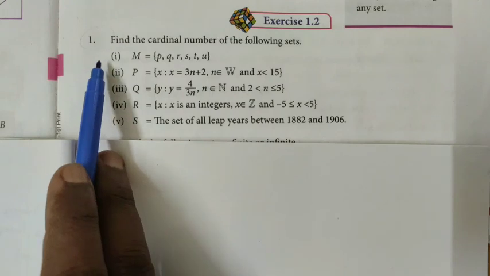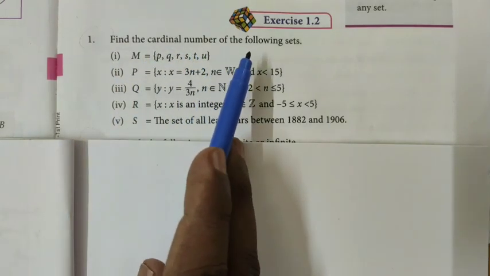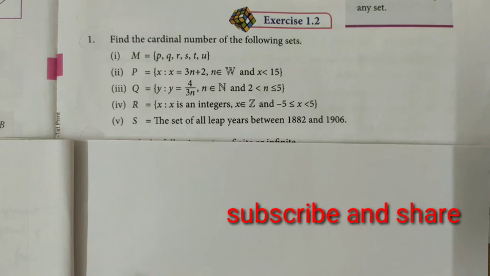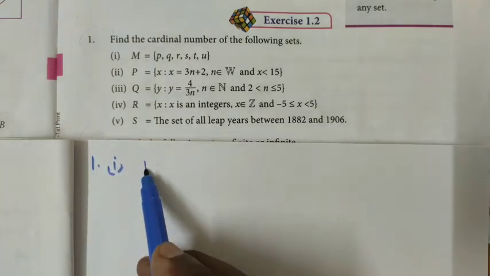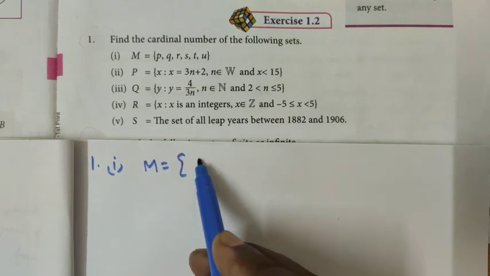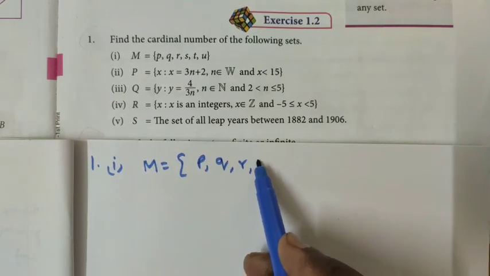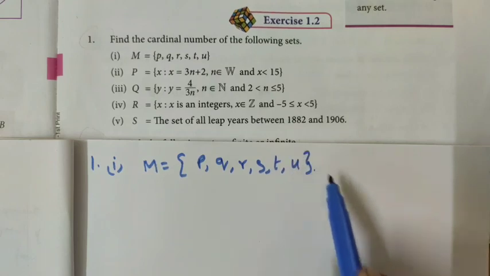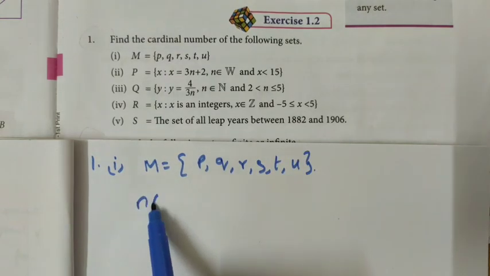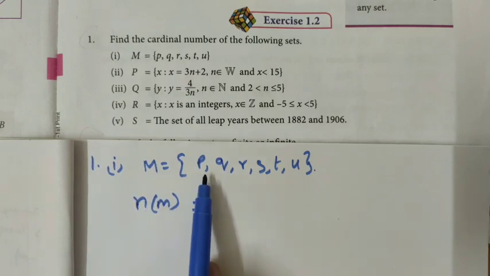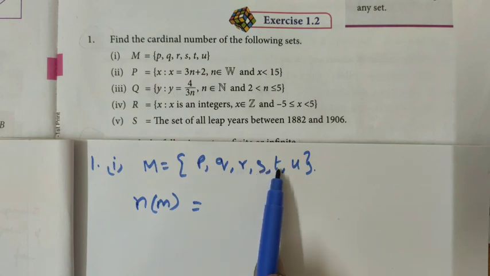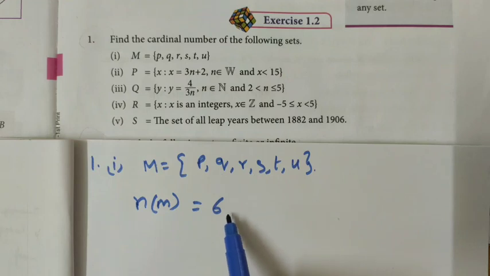See question number 1. Find the cardinal number of the following sets. The cardinal number means the number of elements in a set. So, M is equal to the set P, Q, R, S, T, U. Now, n of M is equal to, how many elements are in that set? 1, 2, 3, 4, 5, 6. So, n of M is equal to 6. This is the cardinal number of the set, right?